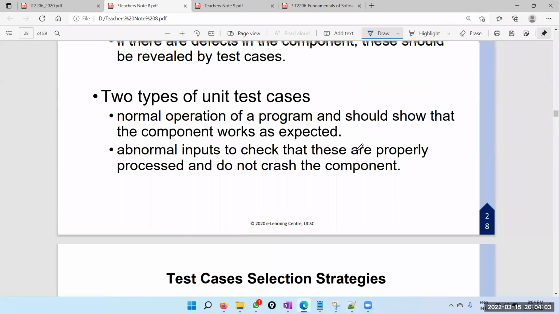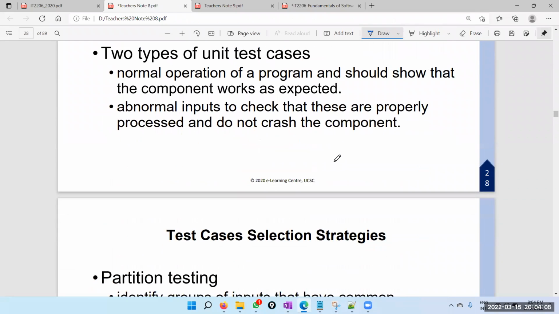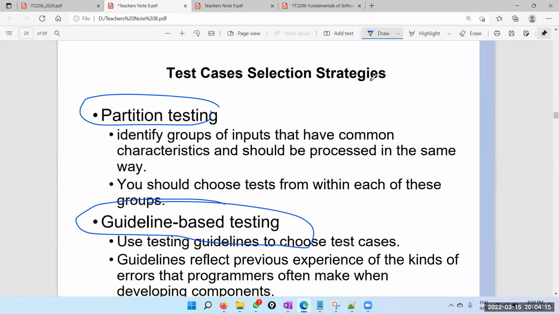Right. So these are some more details about the unit testing. Right. So you can subdivide unit testing into partition testing and guideline based testing as well. Right. So partition testing means identify groups of inputs that have common characteristics and should be processed in the same way. Right. You should choose test from within each of these groups because sometimes you have to test those together. Right. Test those together because they are relevant unit test.